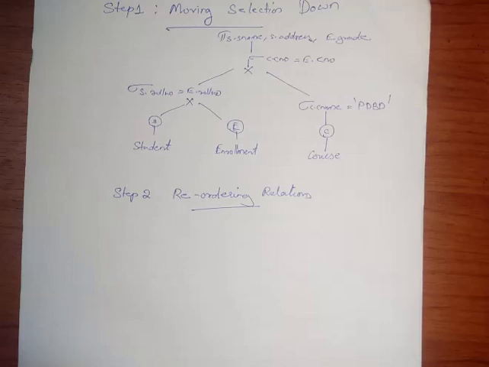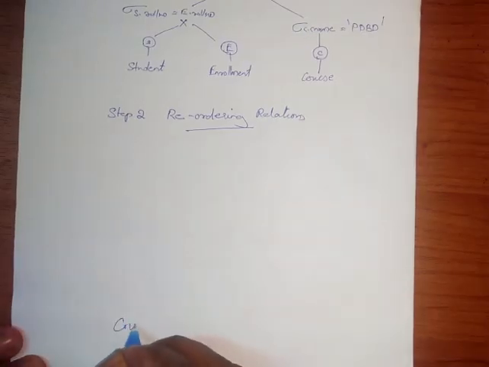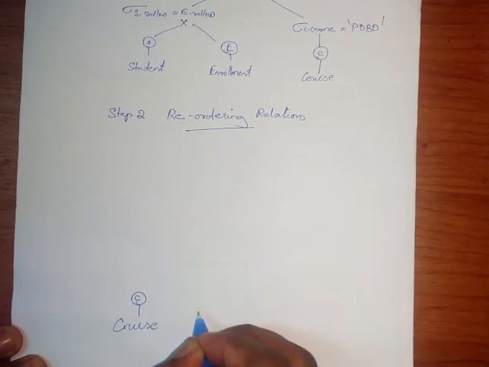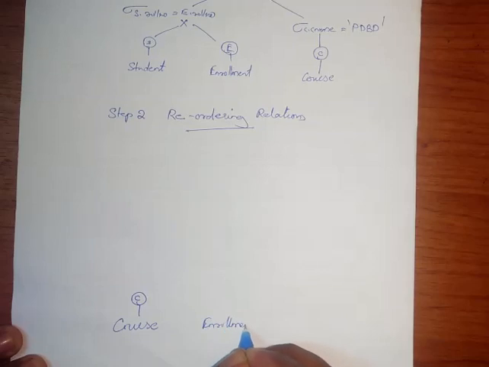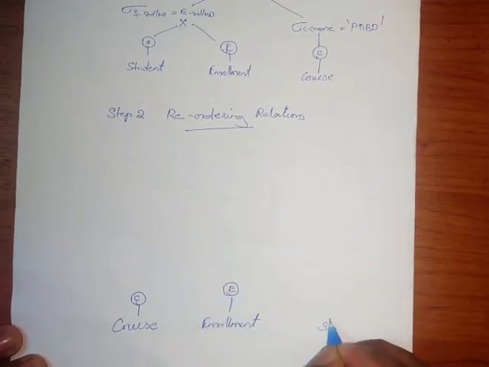So for that we are actually reordering the table. Firstly we are moving the course and enrollment to the beginning, and then the student table to the last. So firstly we can write the course table, it is renamed as C. Then the enrollment table, it is renamed as E. Then the student table.